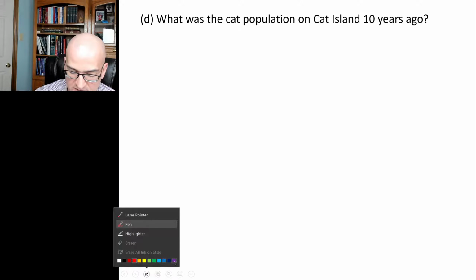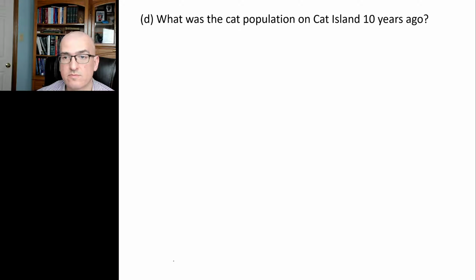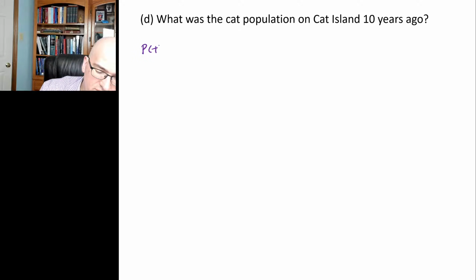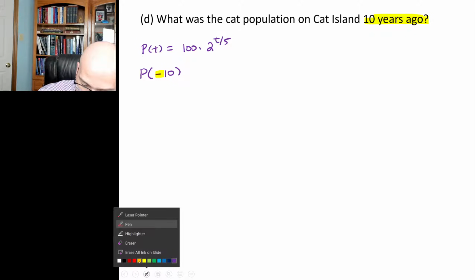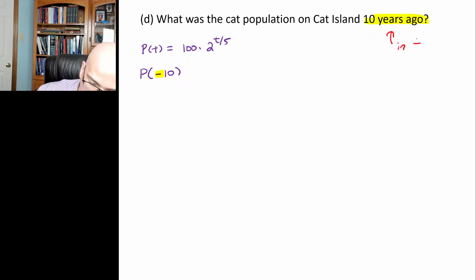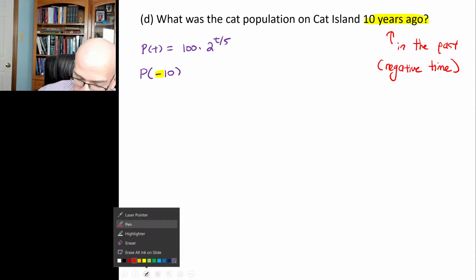How about what was the population of cats 10 years ago? So I'll do this one with math. P of t is 100 times 2 to the t over 5. So P of negative 10. Now be careful, 10 years ago, this is the past. In the past, negative time. It's negative time with reference to 0 being right now.